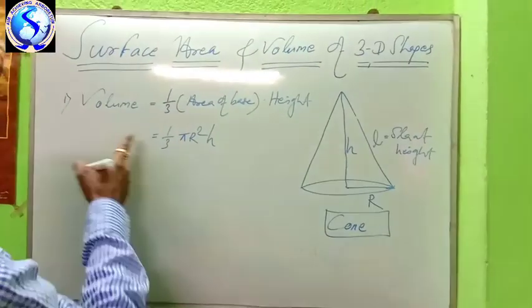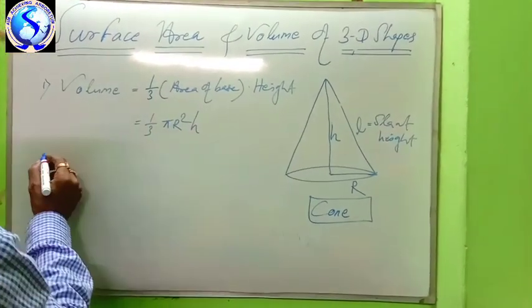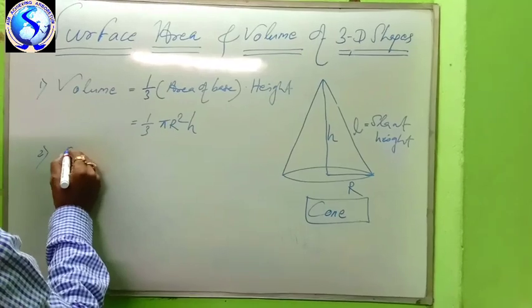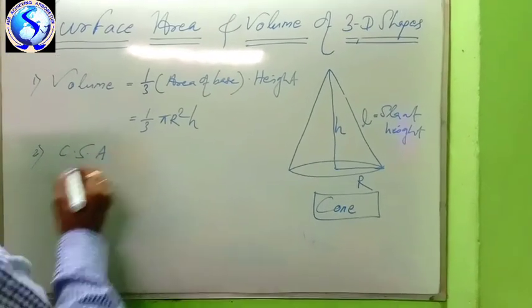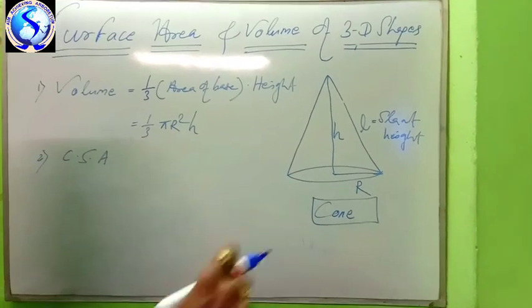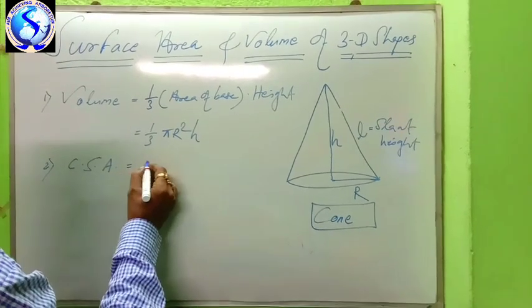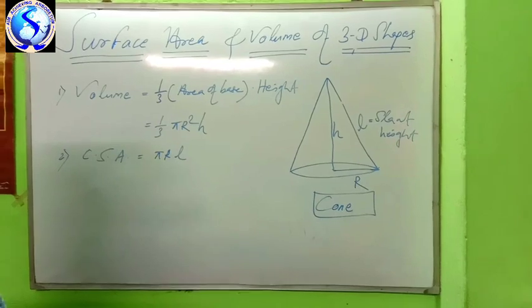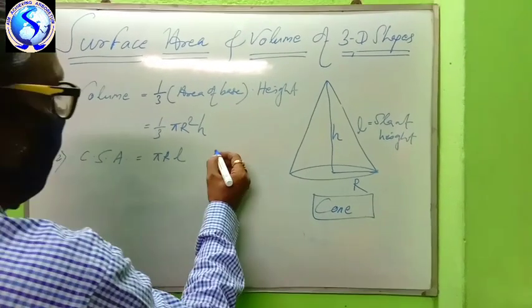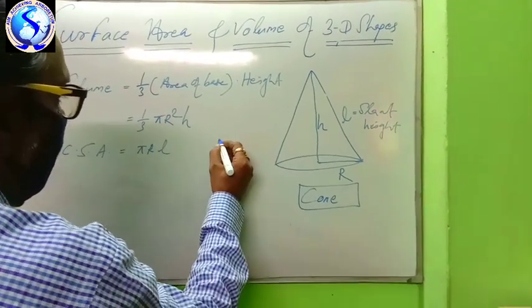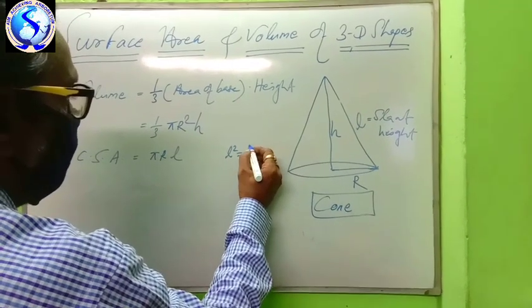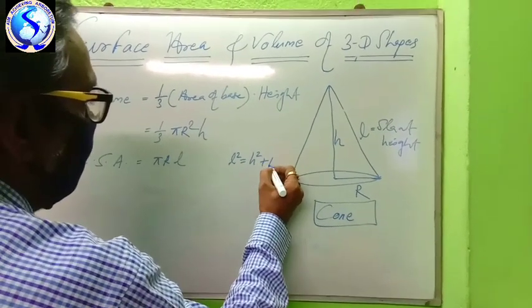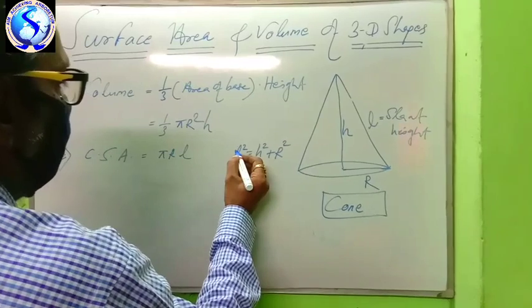The volume of the cone is 1/3 pi r square h. Second one, curved surface area. A cone has curved surface area formula pi r l. L means slant height. How to find out L? L square is equal to h square plus r square. If L is not given, you have to find it out by this formula.